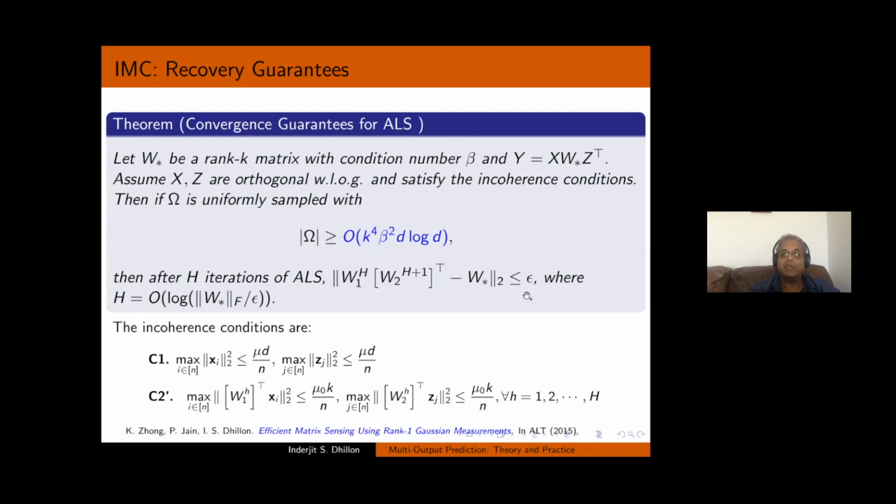And what we are saying is for any epsilon, we can actually recover because the alternating least squares algorithm decreases the error at each iteration through this alternating minimization step. If you look at the proof closely, it very much resembles a power iteration kind of scheme.